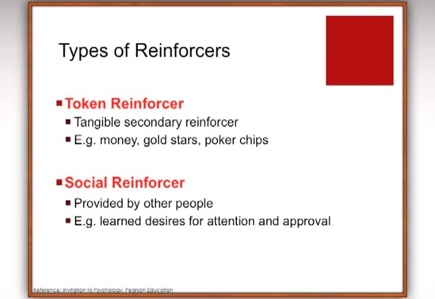To further differentiate, there are token and social reinforcers. The token reinforcers are tangible secondary reinforcers. For example, money, gold stars, poker chips. These are all tangible reinforcers.